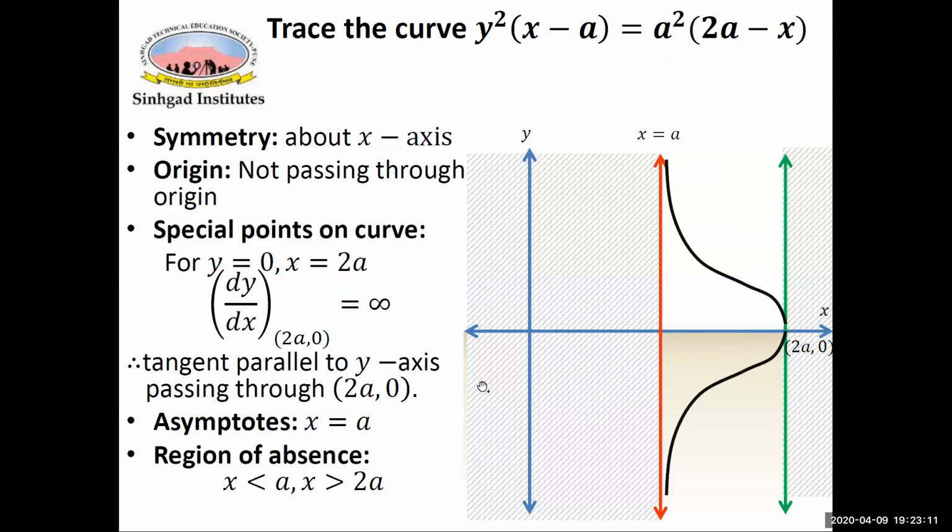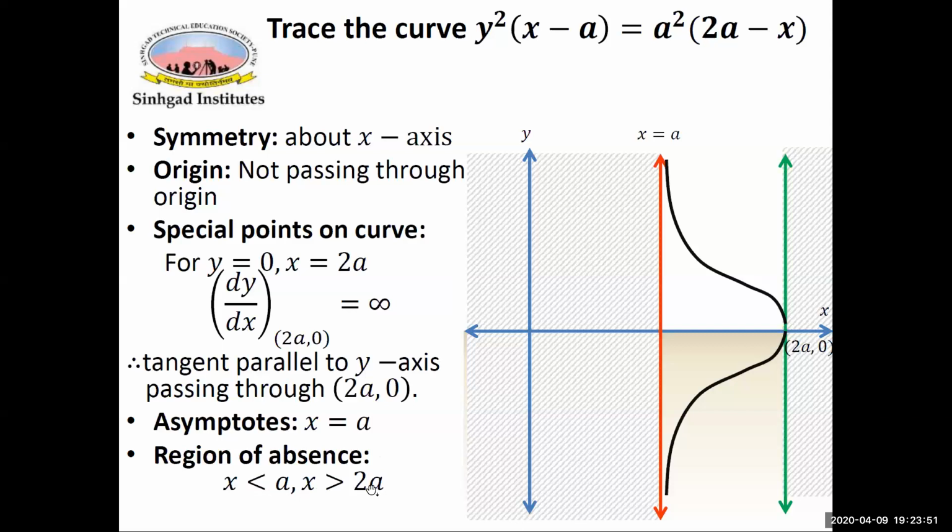Now, before a, substitute say x equal to a by 2. If I write x equal to a by 2, your y square will be negative. Hence, y will be imaginary. Take any other point, say a by 4, then also your y square will be negative. Same way, after 2a, take the point, say 3a, y square will be negative. Hence, your curve will exist only between a to 2a.